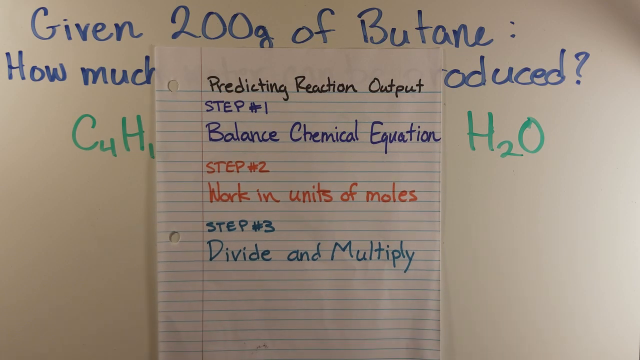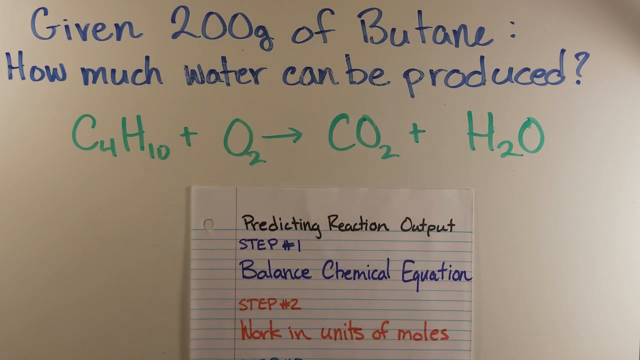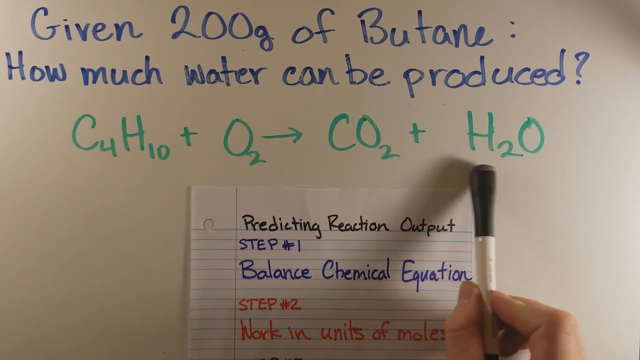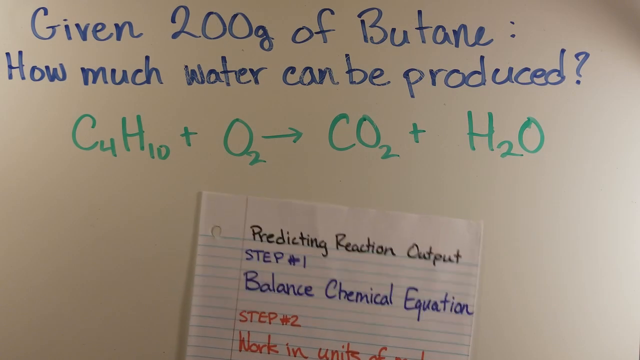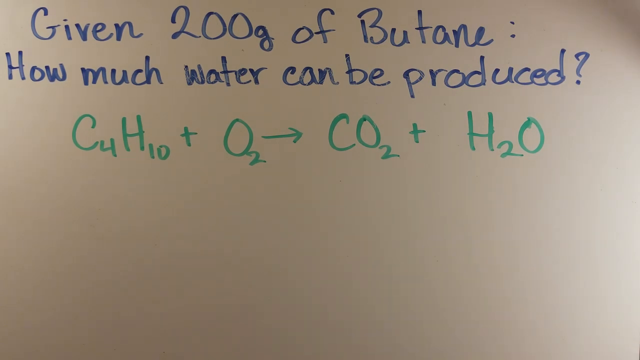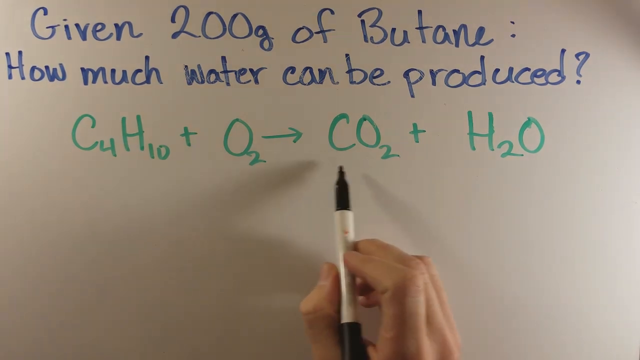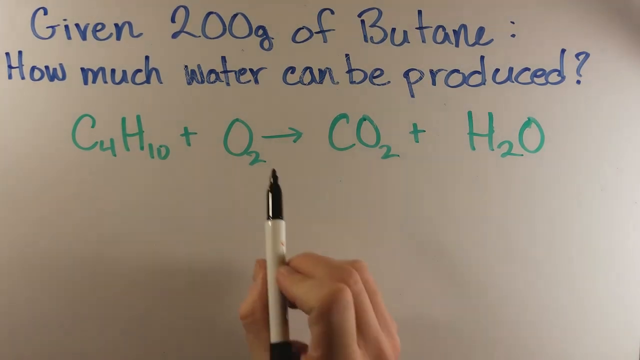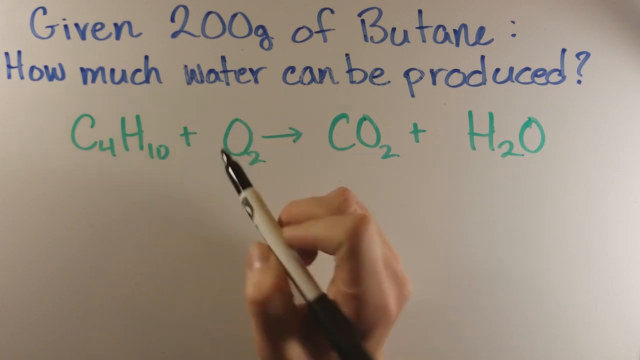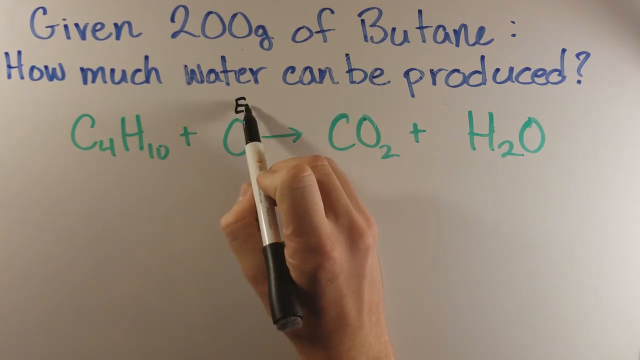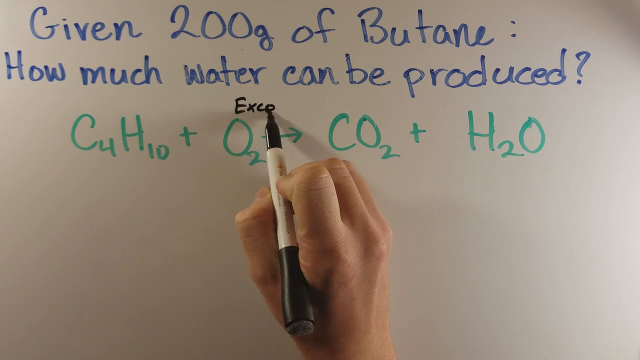Anyways, I'm going to use this example that I have written down to show you how I attack these problems using my 3-step process. The question is, given 200 grams of butane, how much water can be produced? So it's not specific to water. We could do the same problem and look at how much carbon dioxide can be produced. I do want to say that this question is assuming we have an excess amount of oxygen.